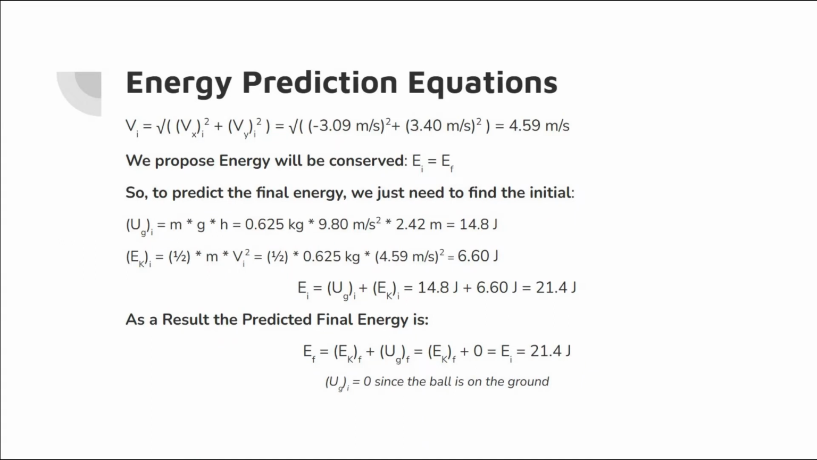Our recorded initial energy was 21.4 joules, which was found via the sum of initial gravitational potential energy and initial kinetic energy of the launch. Therefore, the final energy will also be 21.4 joules, and because the point of the final energy will be when the ball is on the ground, the potential energy will be 0, and therefore the final energy will be determined solely by the final kinetic energy.